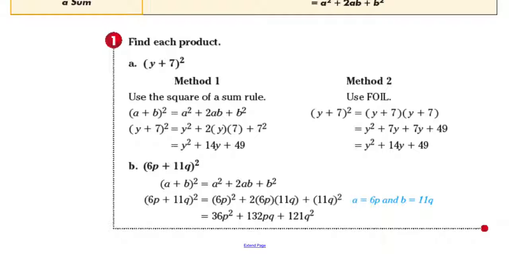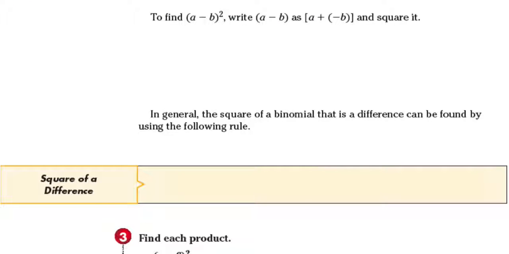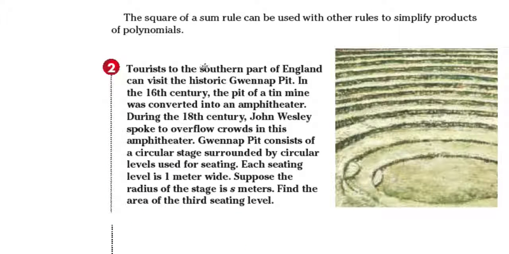Okay, let's move on to example 2. The square of a sum rule can be used with other rules to simplify products of polynomials. And let's read this word problem.